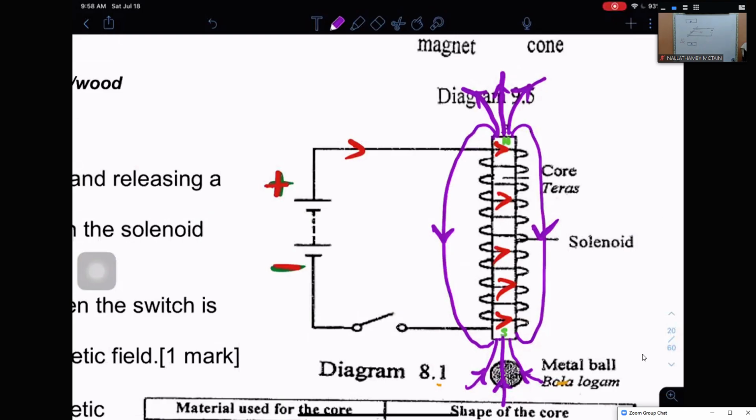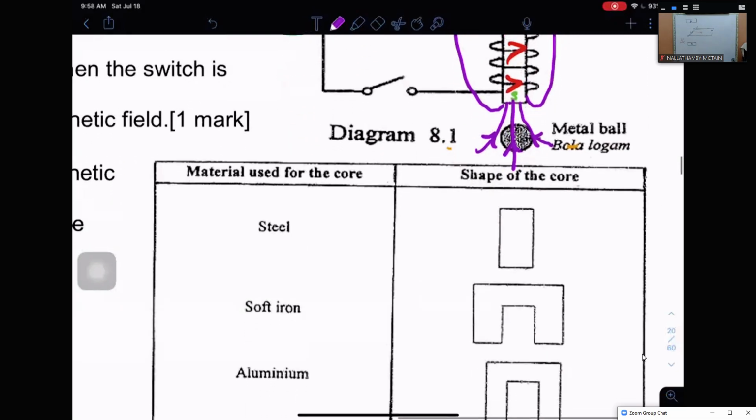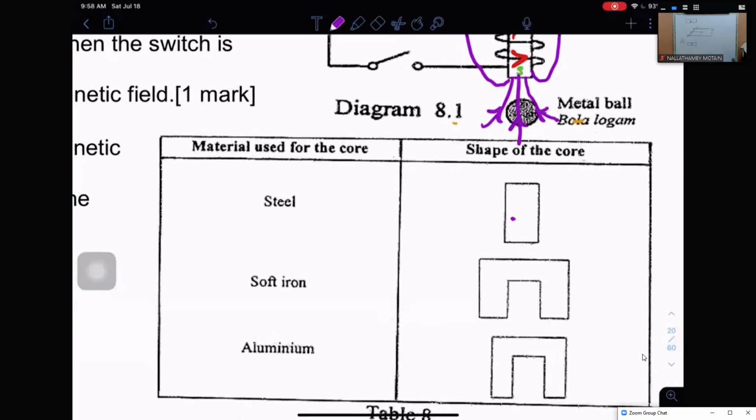Finished. Now we move on to the next question. Based on table 8, state the suitable property to be chosen to build an electromagnet and state the reason for your choice. You want to make an electromagnet. You want to use only one. The shape, like N shape. I think I already taught you this in subtopic number 1.